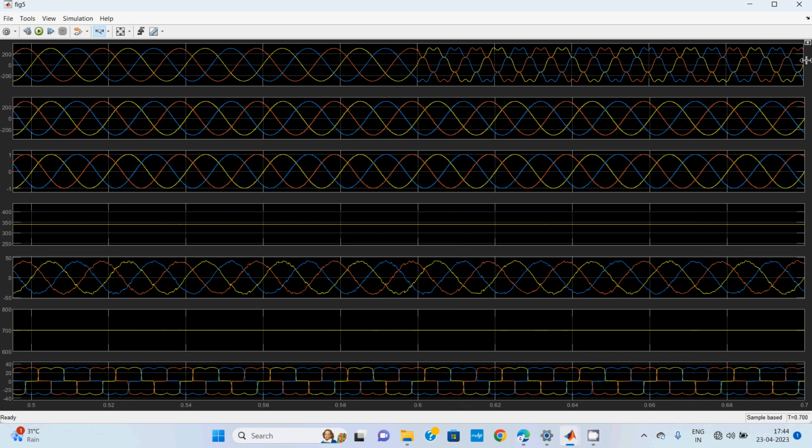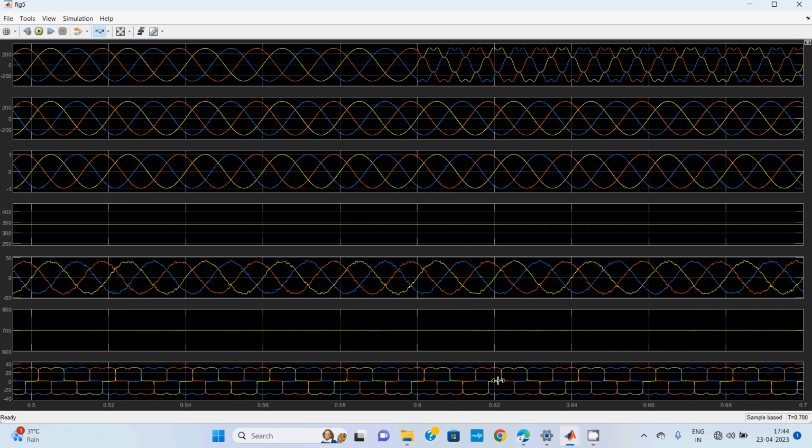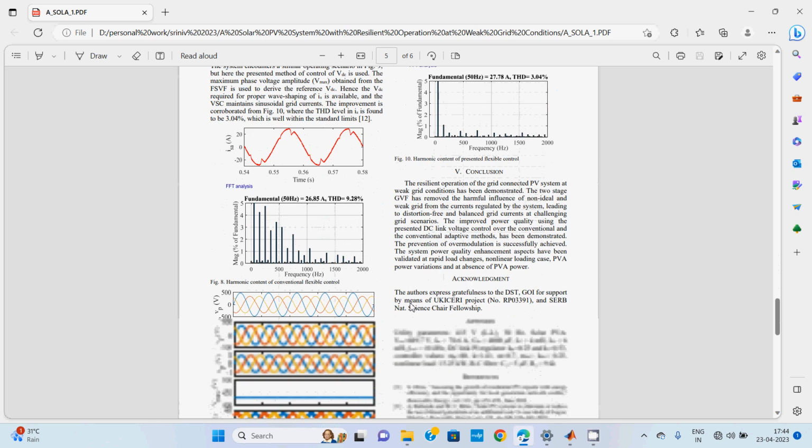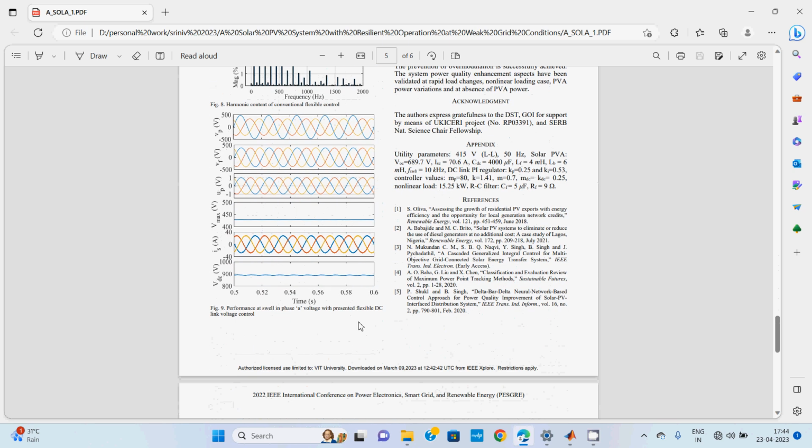From here to here, it is easier to show. The variation will be like this. And for the final result regarding this, you just mentioned a swell case in phase A. We are just performing that. If you observe here, the grid phase A magnitude increases. The remaining phases will be constant, but phase A is considered as a swell.